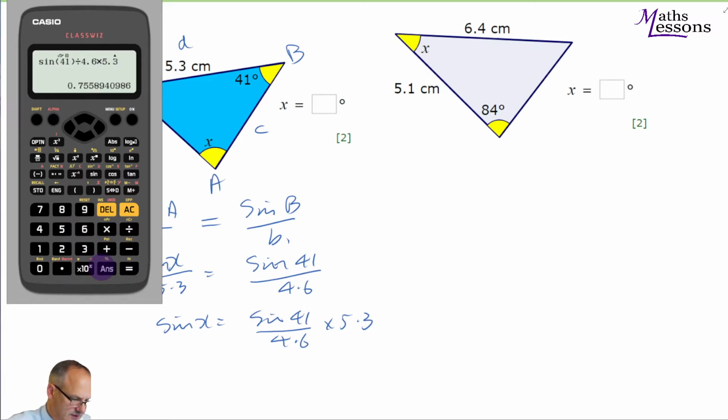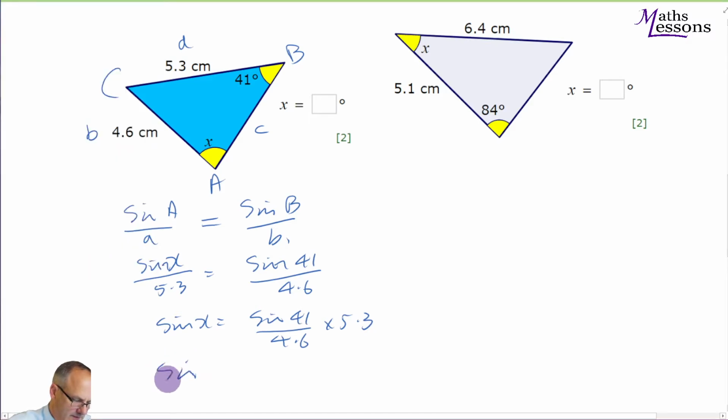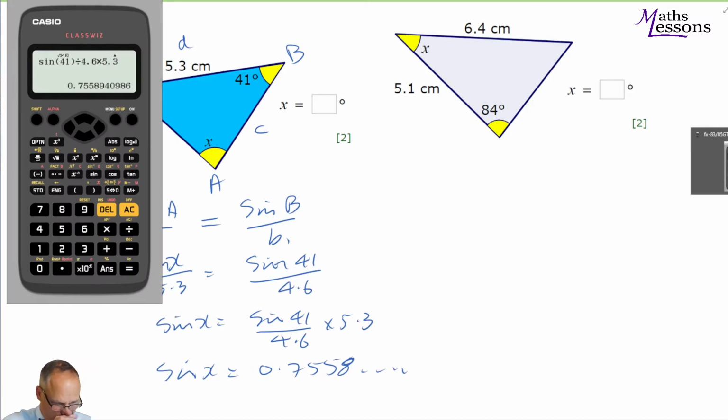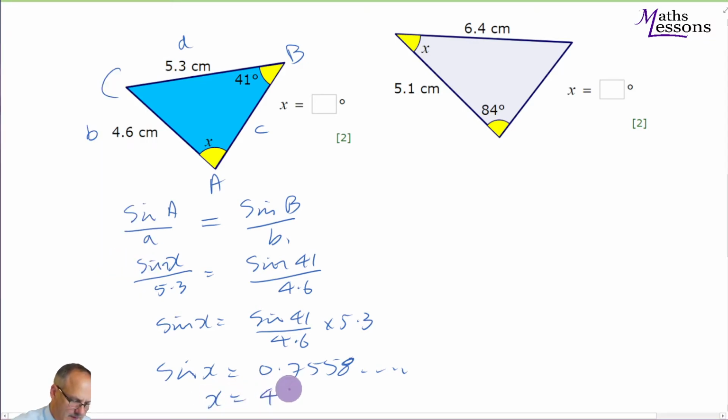So sine of x is roughly equal to 0.7559 to 4 decimal places. We can put dots to indicate there's more. Now, to find the x, we need to do inverse sine. So we press the shift button, press the inverse sine, and then we put the answer that we just got in, and it will give us our value of x. So x equals 49.1 degrees. So we can write 49.1 in here.